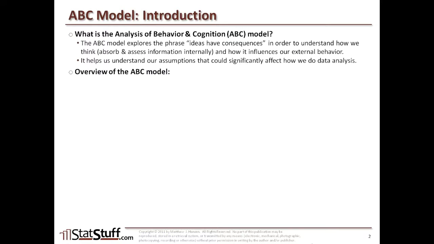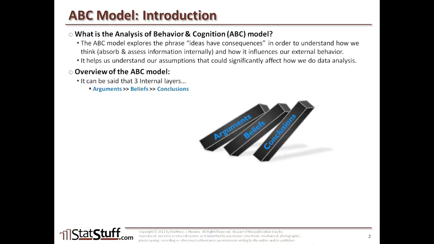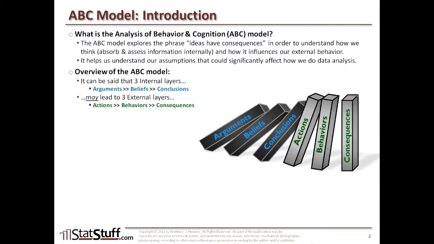So let's go over an overview of what the ABC model looks like. It could be said there are three internal layers, that is, arguments that lead to beliefs that could lead to conclusions. And then those may lead to three external layers, which are actions, behaviors, and consequences. Again, each of these is A, B, C, and ABC is an easy way to remember these different layers.